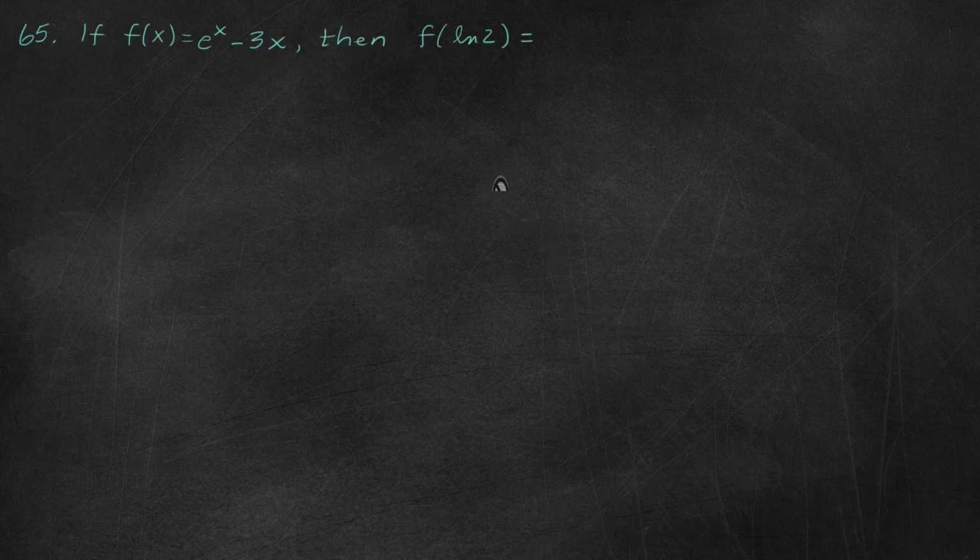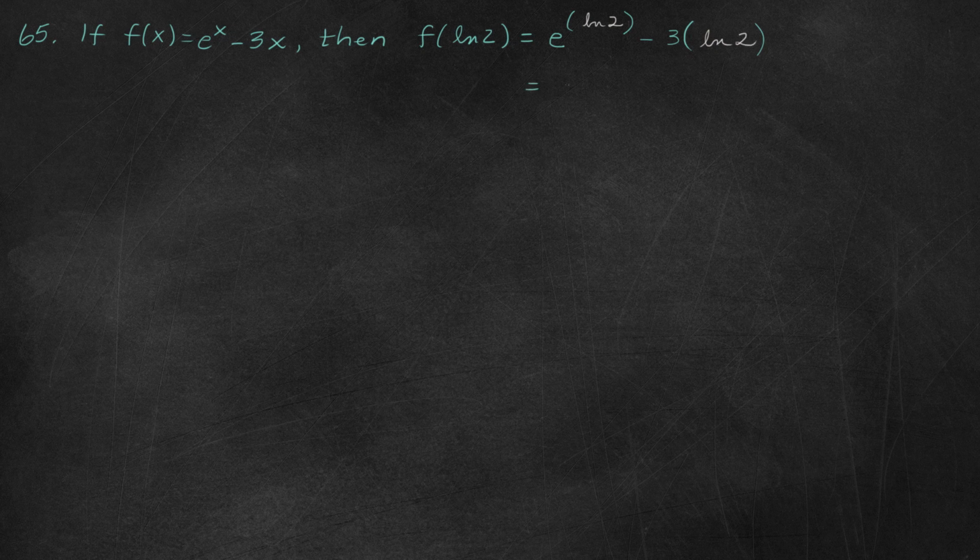Number 65, if f of x equals e to the x minus 3x, then f of natural log of 2 equals, well, the rule for f of x is e to the power input minus 3 times input, and our input is the natural log of 2. So e to the ln 2 minus 3 times ln 2.